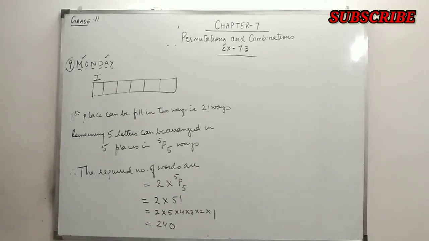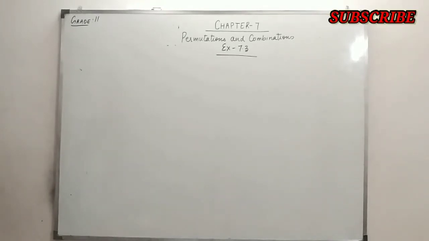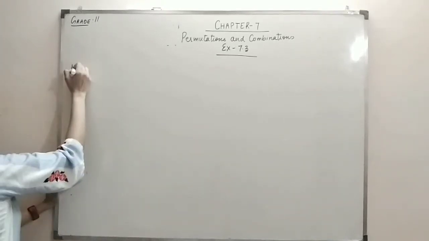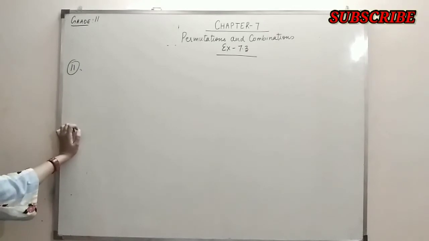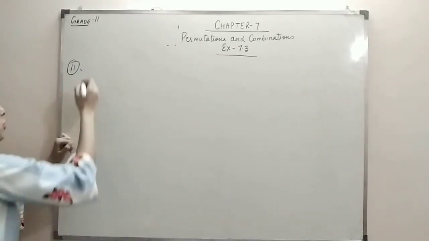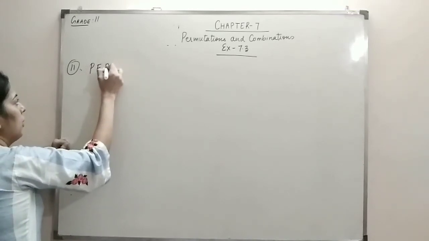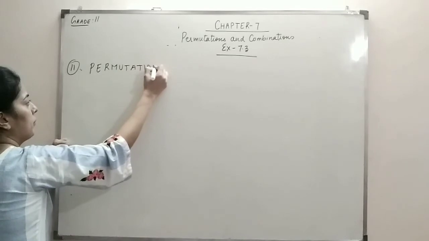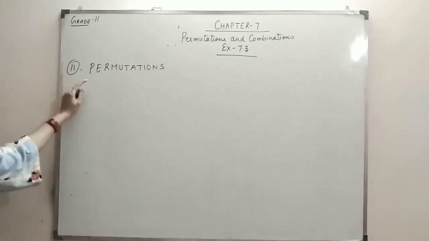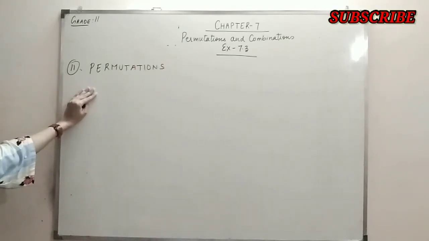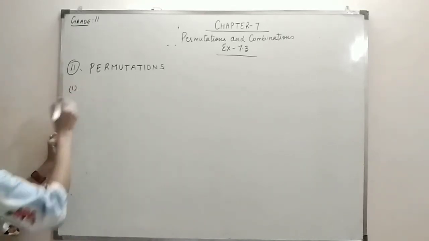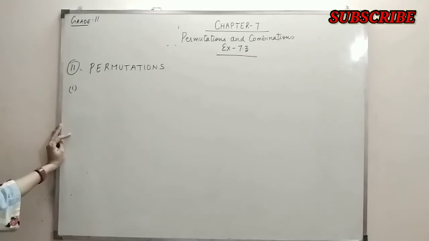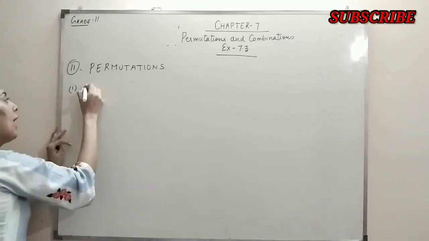Okay. Now come to question number 11. In how many ways can the letters of the word permutations be arranged if, number 1, the first part, the words start with P and end with S?